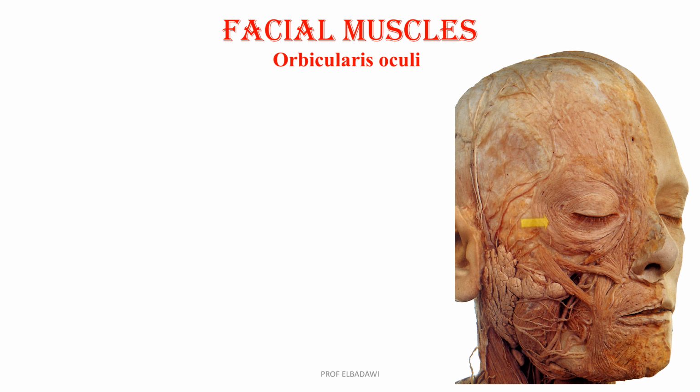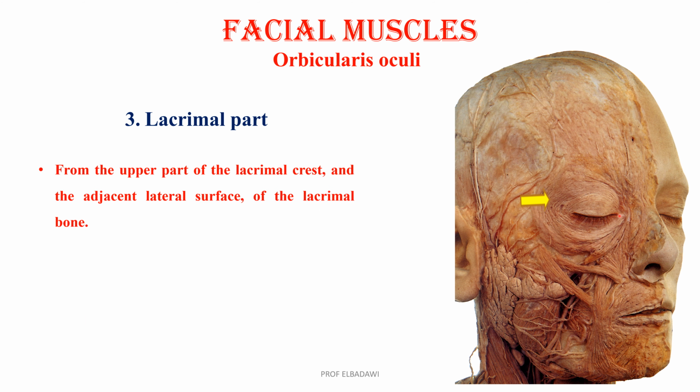The last one is the lacrimal part. The lacrimal part takes origin from the upper part of the lacrimal crest. During study of the skull, on the medial wall, there is a lacrimal groove for the lacrimal sac, and this groove is bounded by two crests, an anterior one and a posterior one, the anterior one by the nasal bones, and the posterior one by the lacrimal bones. So it takes origin from the lacrimal crest and the adjacent lateral side of the lacrimal bone.